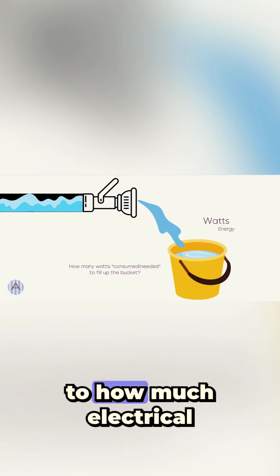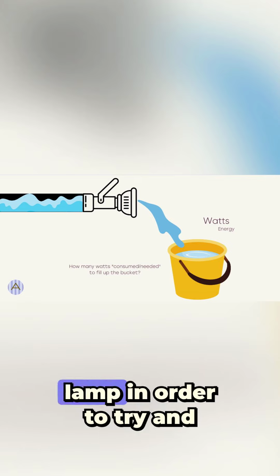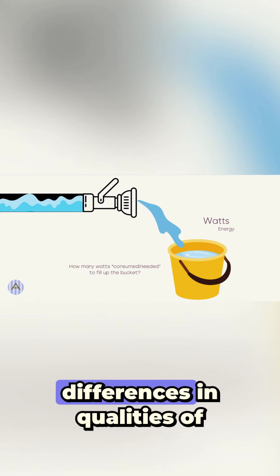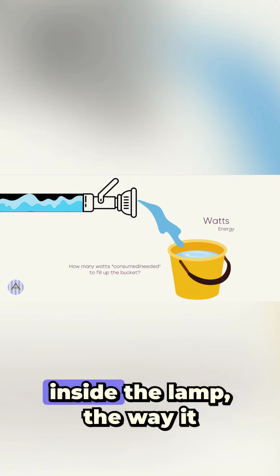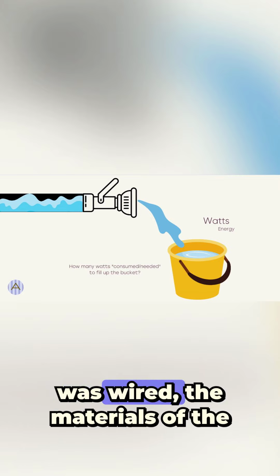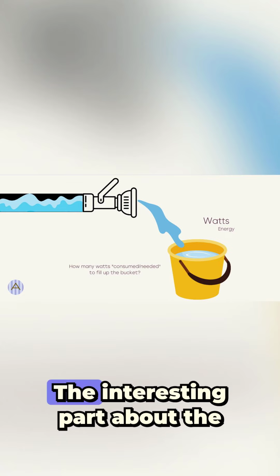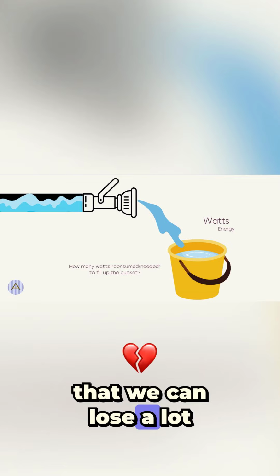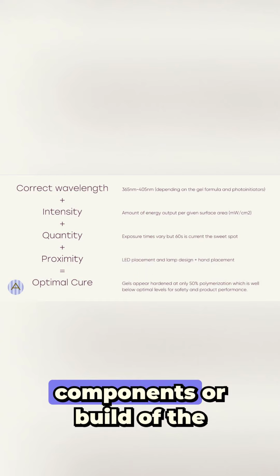simply referring to how much electrical current is being consumed by the lamp in order to try and provide that energy. When we're talking about differences in qualities of lamps, whether it be the components inside the lamp, the way it was wired, the materials of the lamp, the quality of the emitters, the interesting part about the UV lamp conversation is that we can lose a lot of that potential energy due to the low quality components or build of the actual lamp.